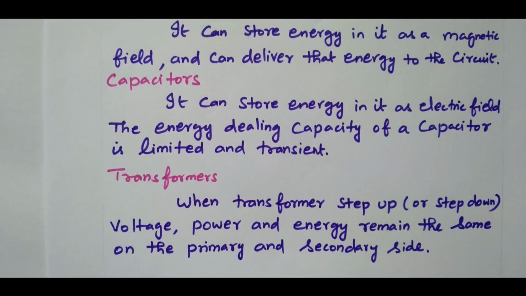Accordingly, the current level also changed. While increasing the voltage in the secondary side, the current will decrease. While decreasing the voltage in the secondary side, the current will increase, so that power remains constant in primary as well as secondary, right? So this resistor, inductor, capacitor, transformer are passive elements.